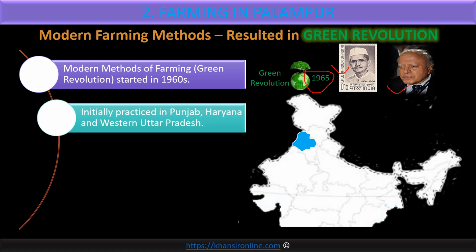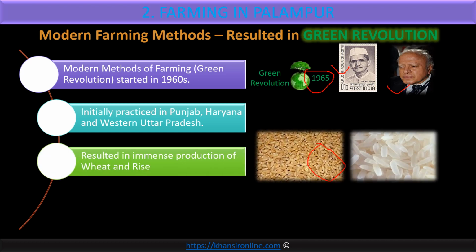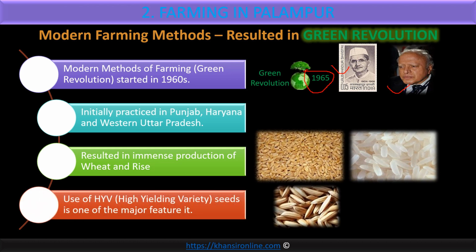Initially, it was practiced in 3 states: Punjab, Haryana, and Western Uttar Pradesh. Even this much part of Uttar Pradesh. Then, especially which crops were grown in large quantity here: wheat and rice. सबसे ज़्यादा कौन सी फसल उगाई गई? Wheat and rice were the most grown crops in this, and the most important component of the modern farming method was HYV seed, high yielding variety seeds, special seeds. If a normal wheat will grow, you simply put this wheat in the land, but the result is less. But if you put this, the result is very high.